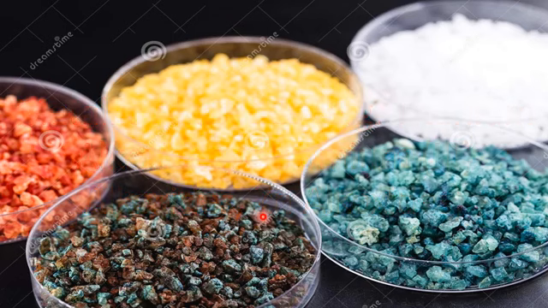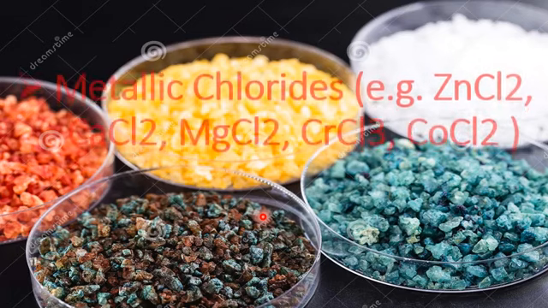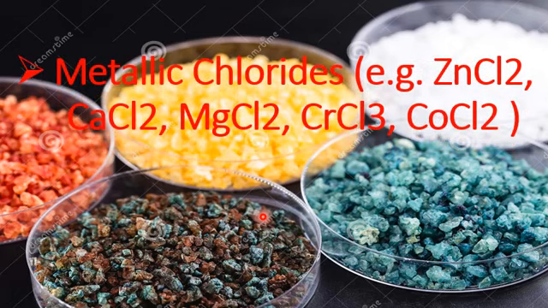So, student, the second type of precursor used in sol gel process are inorganic salts. Most commonly used inorganic salts in sol gel process are metallic chlorides. These chlorides are usually zinc chloride, calcium chloride, magnesium chloride, chromium chloride, or cobalt chloride.